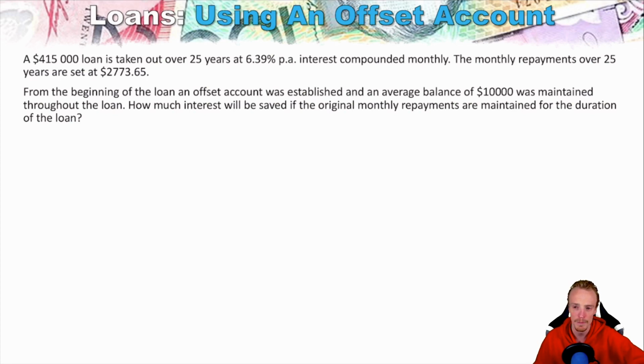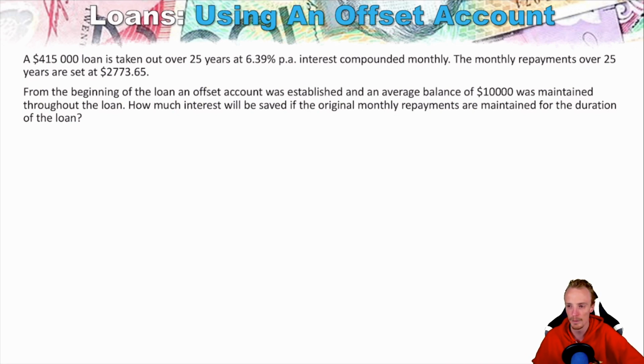And to begin with, we're going to have a look at a nice simple example of an offset account, just to show the basic calculations that we need to be aware of when we're trying to work out how much interest we're going to save. And then we're going to look at a bit more of a complex example, so we can also look at what happens when the offset account changes a couple of times throughout the loan.